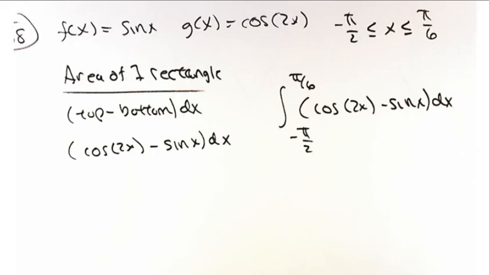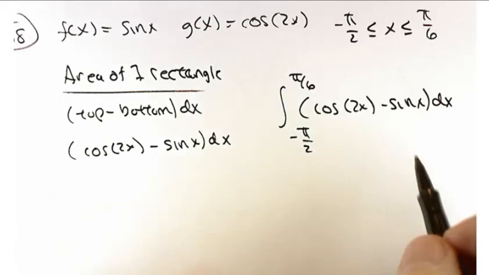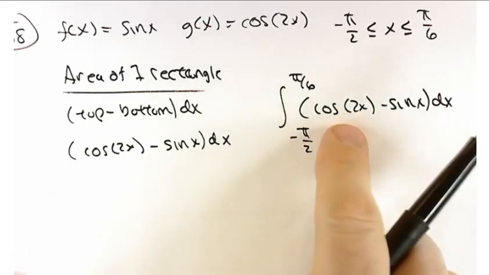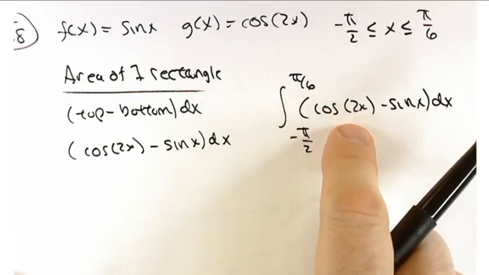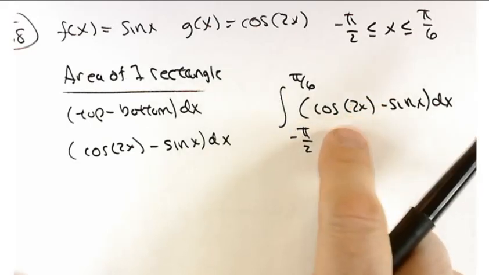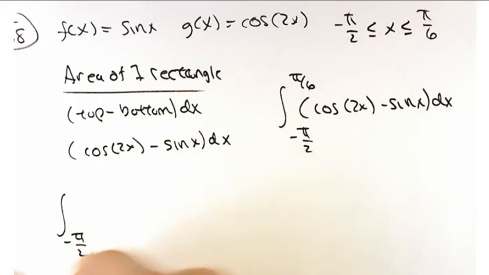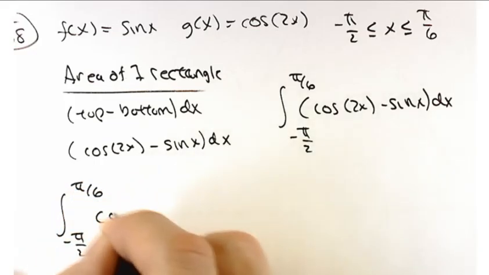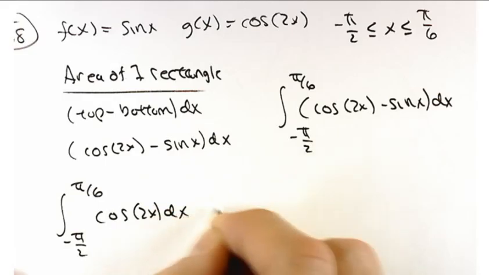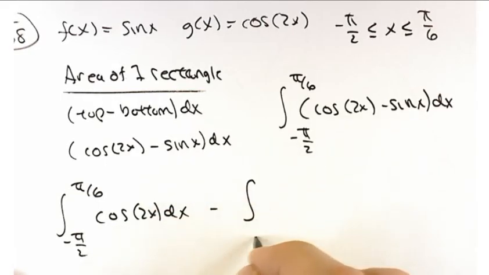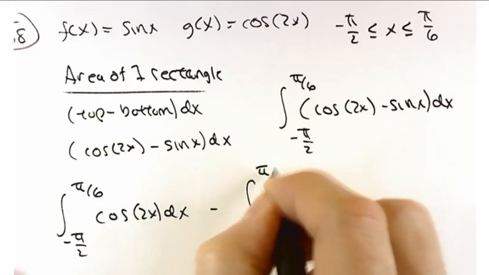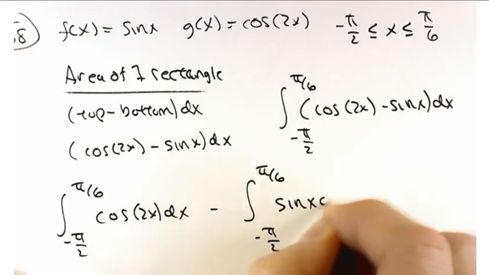Now, it's up to you. Once you get comfortable with these things, you might be able to do them backwards or something like that, or do this without the u-substitution. But for the first term there, unless you're really good with the antiderivatives, you're going to be kind of stuck having to do a u-substitution. I'm going to split this one up: the integral from negative pi over 2 to pi over 6 of cosine of 2x dx minus the integral from negative pi over 2 to pi over 6 of sine of x dx.